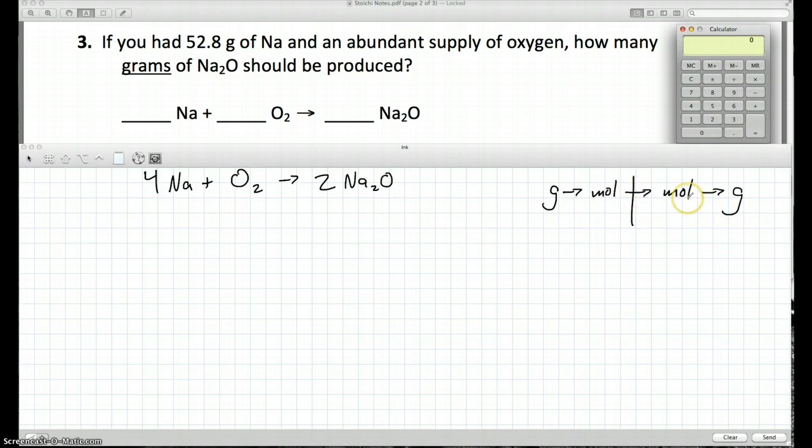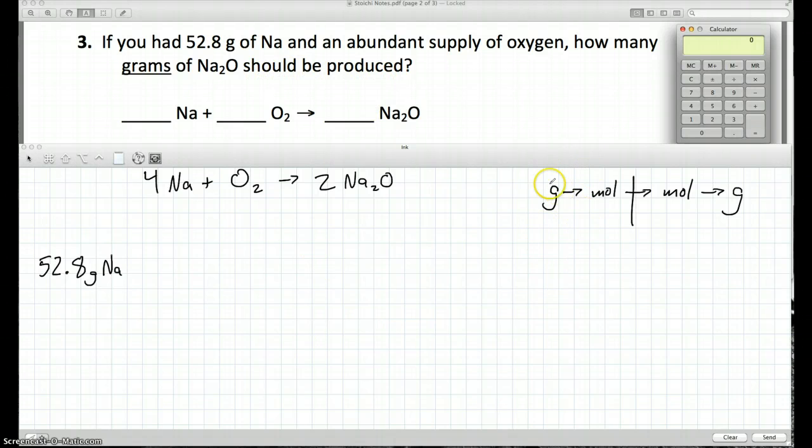Again, the map, if it helps you, great. If you can kind of see what to do and see the pattern of this without the map, great too. In this question, it says if you had 52.8 grams of Na, so that's my starting number, and an abundant supply of oxygen, meaning extra oxygen, we don't care how much, because we've got plenty of it. How many grams of Na2O should be produced?